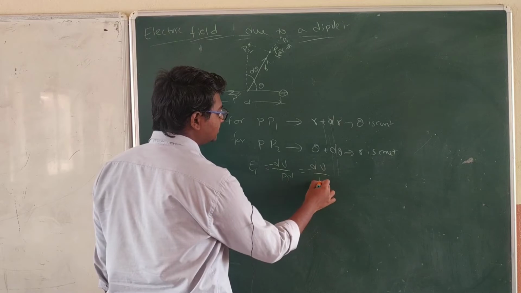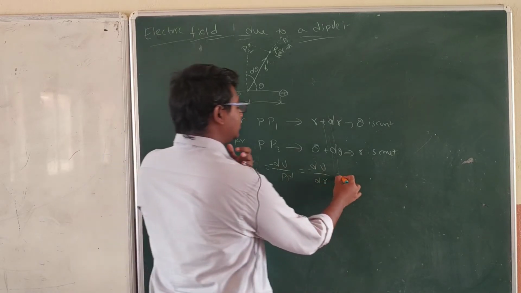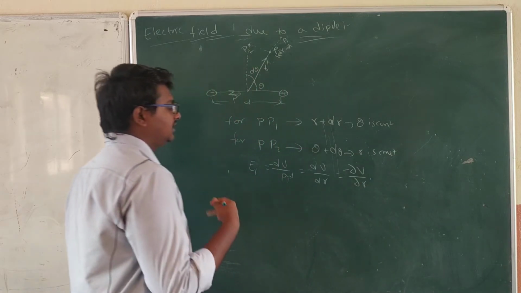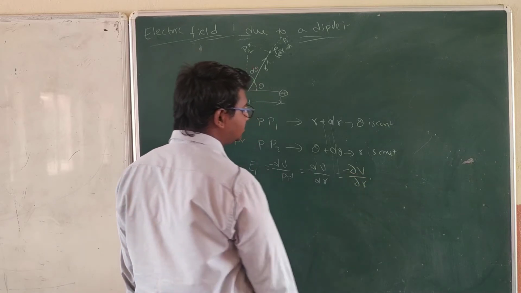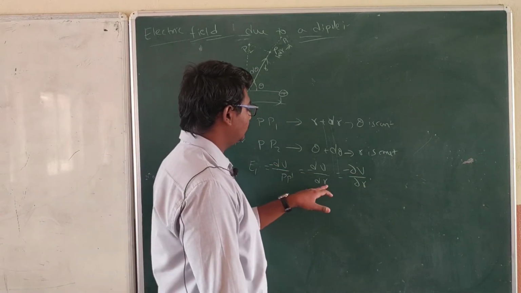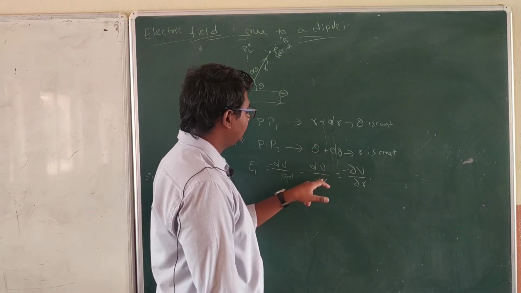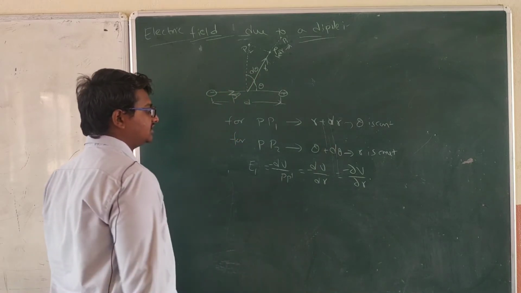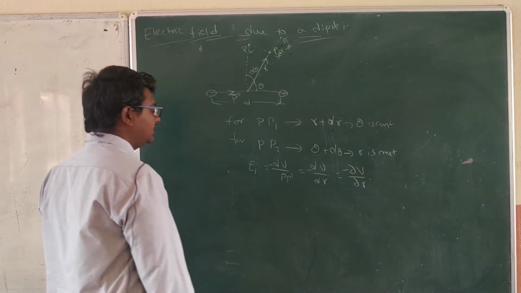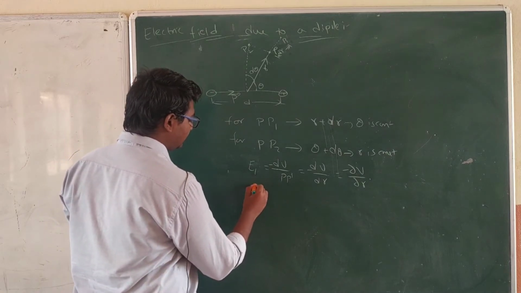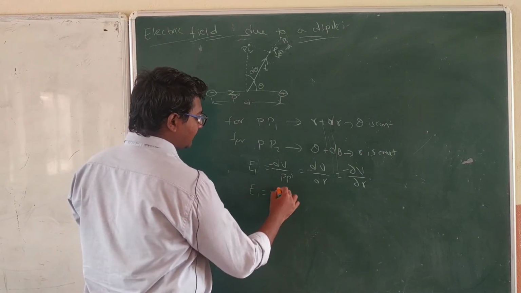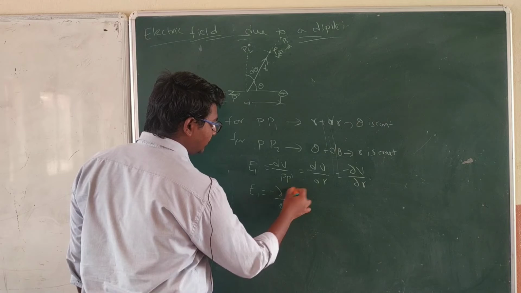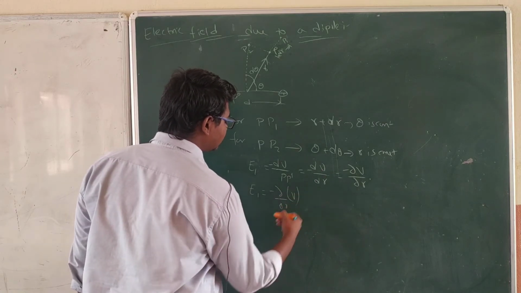What is PP dash? PP dash is dr, and I am changing this to minus dou V by dou r. Here dou represents partial differentiation, which means we differentiate only with respect to r, only the terms which contain r, not theta. Theta is constant. So electric field E1 is equal to minus dou by dou r of V.